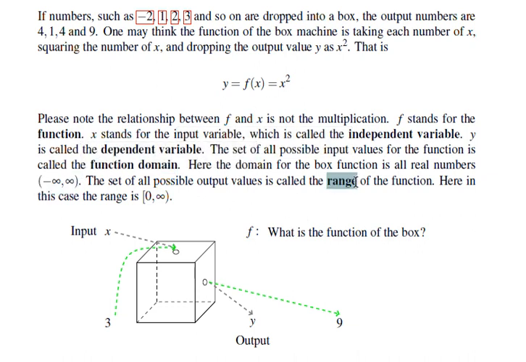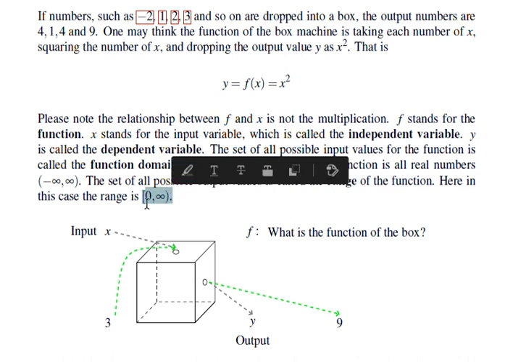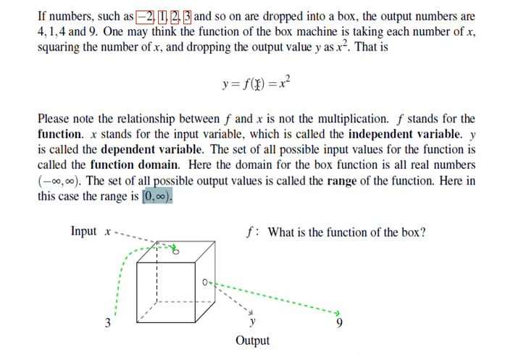But the range is different, because the range is the set of all possible output values, and when you square a number, you always get a positive. So in this case, you have a positive range, which is from 0 to infinity, including 0. This is because when you input 0 here, 0 squared is 0. So here the square bracket, rather than a round bracket, means 0 is included. So that's the meaning of the function.